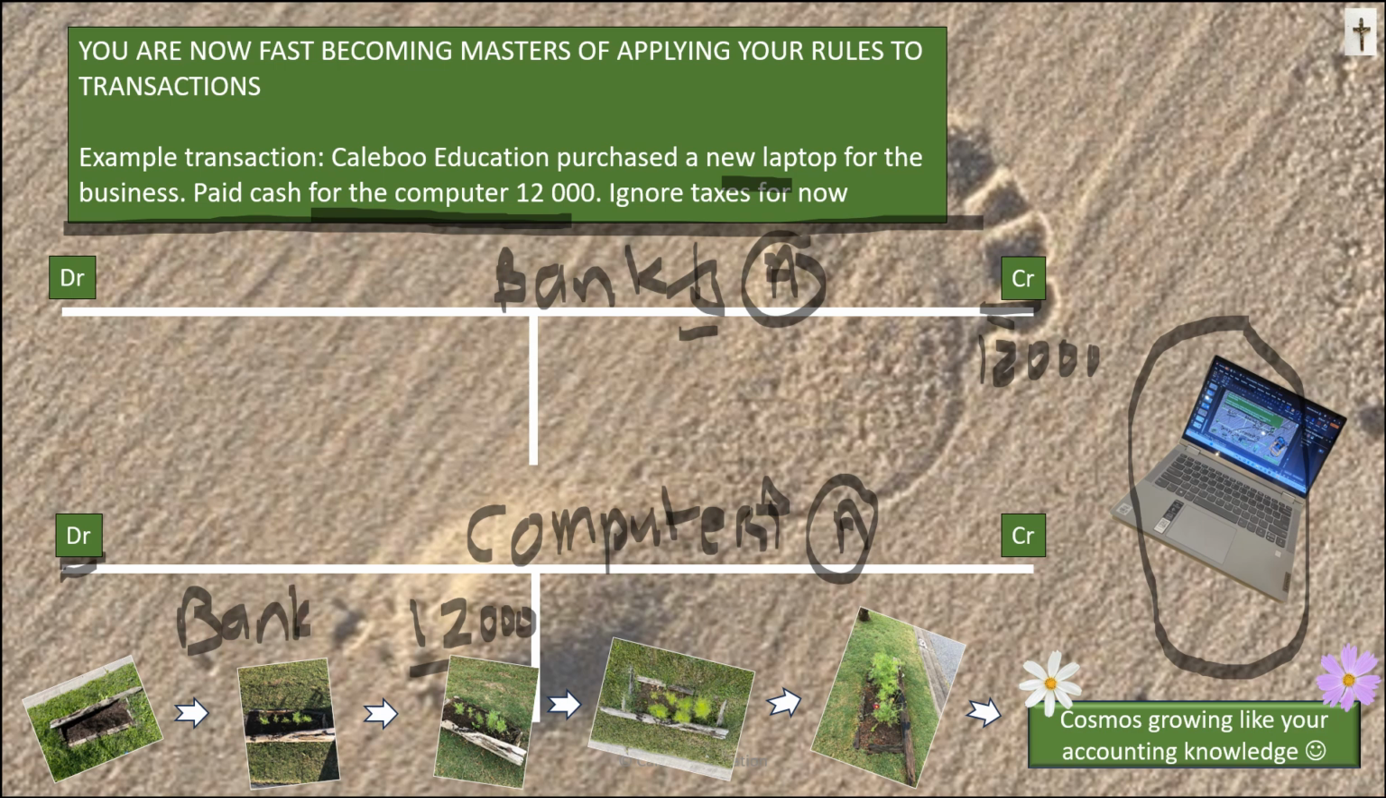and under bank we will have computers. This would have gone through the cash book payments. Cash book payments. There we go. There's the link to the two accounts. They're contra accounts. And now we've applied the rules to bank and computers. You guys are now experts.